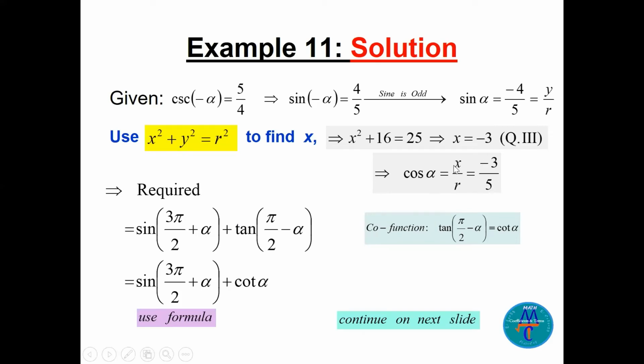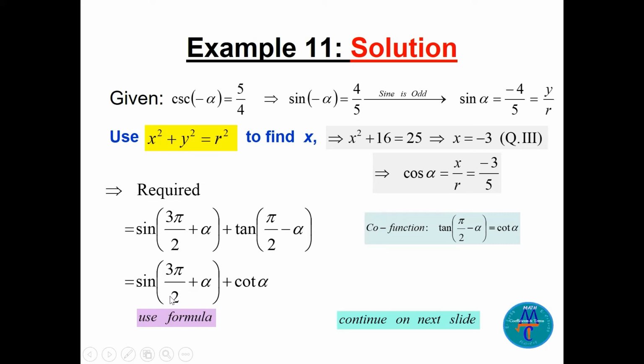So cosine of alpha will be x over r, which is minus 3 over 5. So this is the required here: sine of this plus tan of this. Now this is a cofunction here. It's easy to change all this, tan of pi over 2 minus alpha, into cotan of alpha.